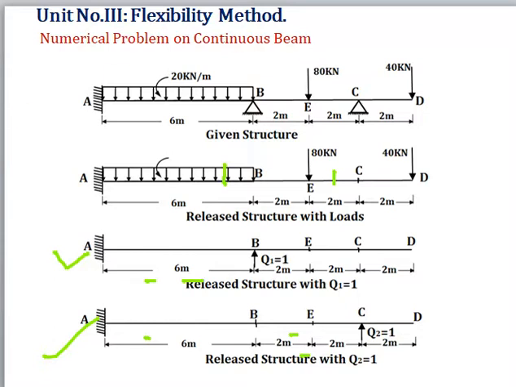Now after that we also went through the different release structures and diagrams. That means the release structure with the loads. That diagram is used for what we call the capital M diagram, and then the release structure with Q1 equal to 1. This diagram is used to find the moment, small m1, and the release structure with Q2 equal to 1 is used to find the moment we call small m2.